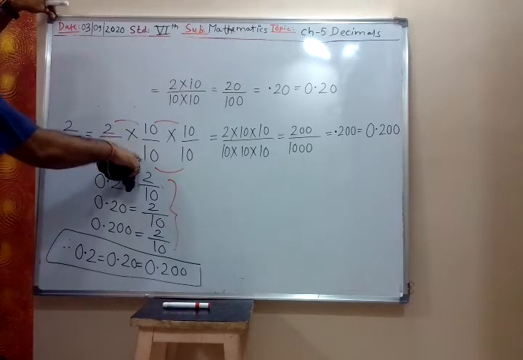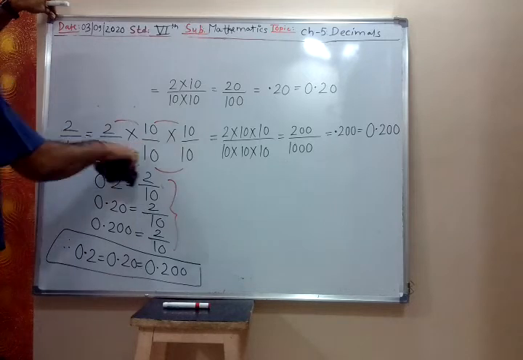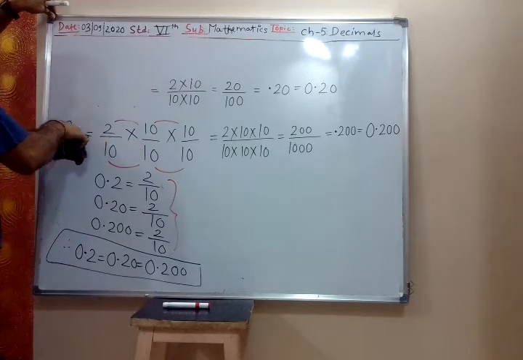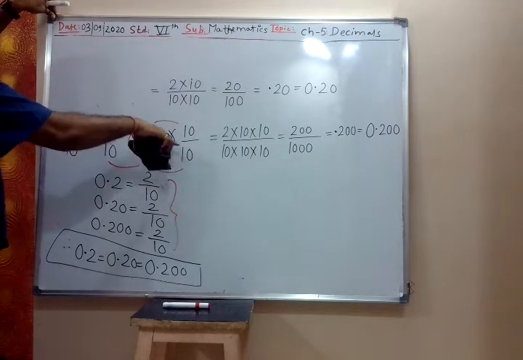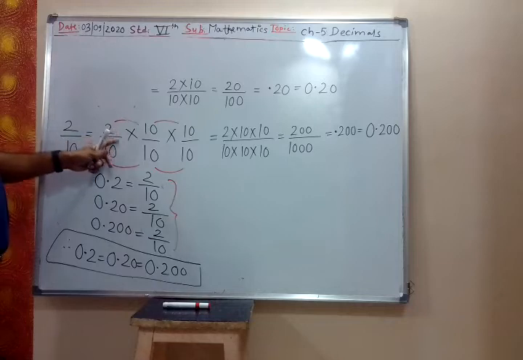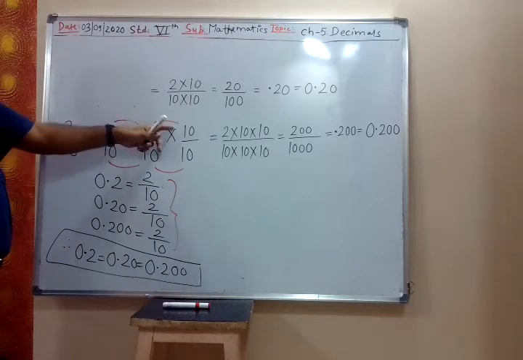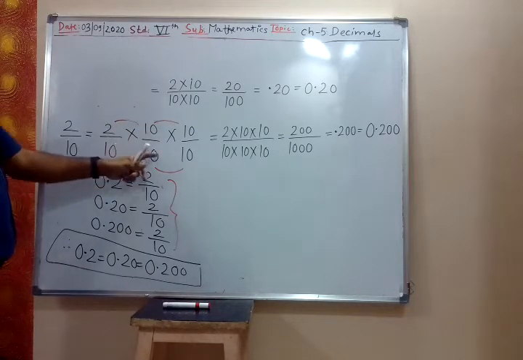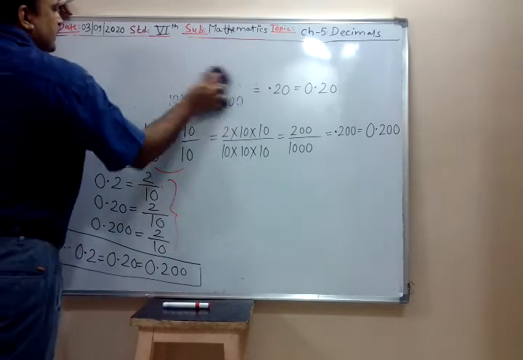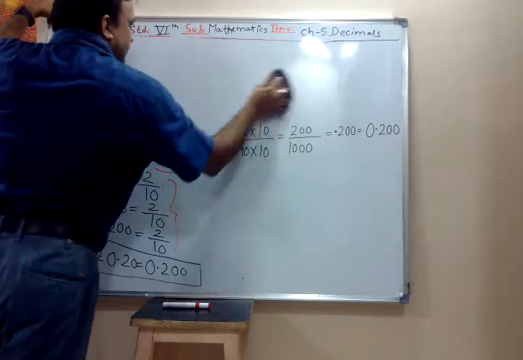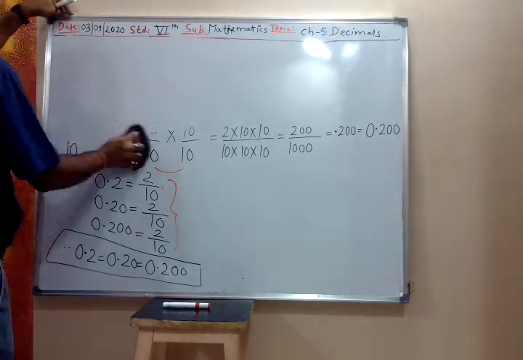This 10 and this 10 get cancelled, this 10 and this 10 get cancelled. What is left? 2 upon 10. So 2 upon 10 I can write in this way: 2 upon 10 multiplied by 10, divided by 10, multiplied by 10, divided by 10. These are fractions, so numerators are multiplied and denominators are multiplied.